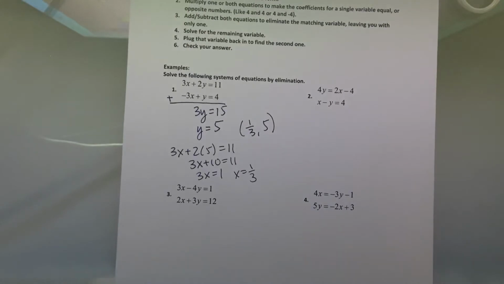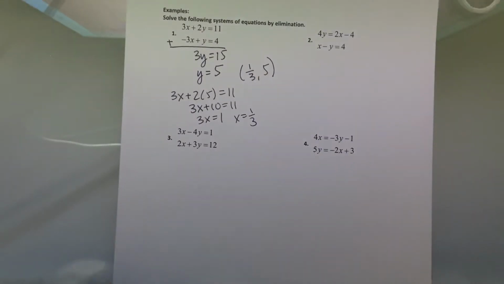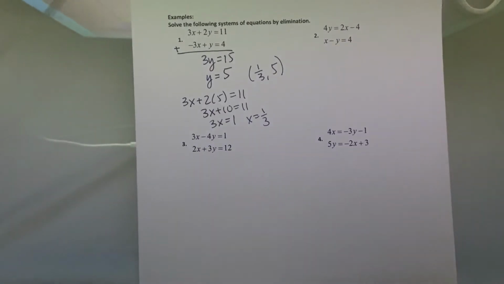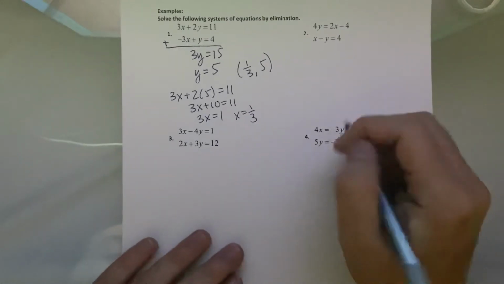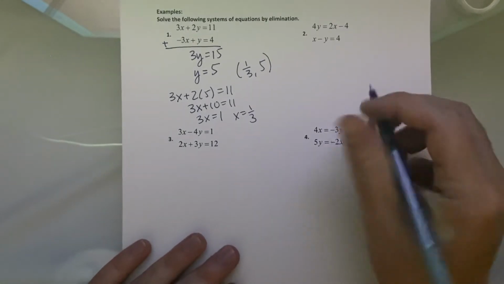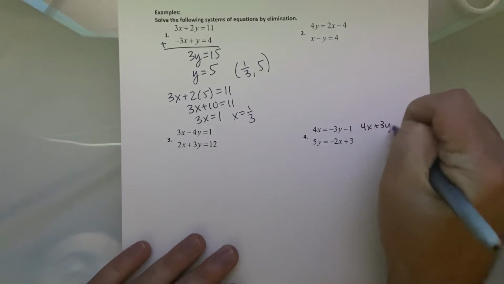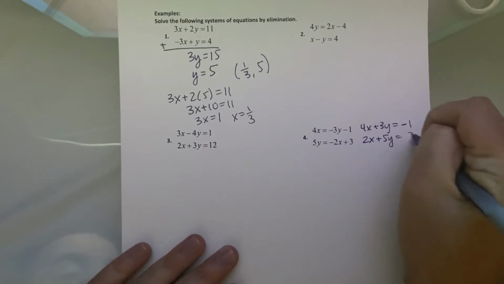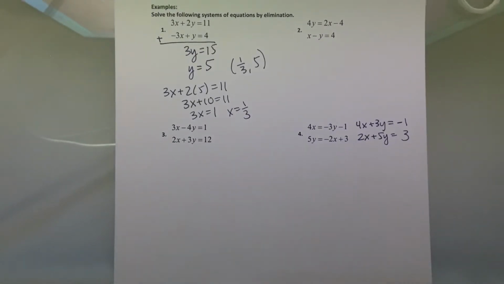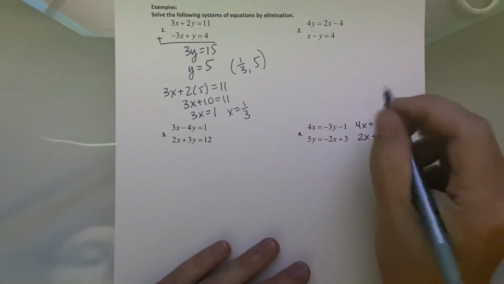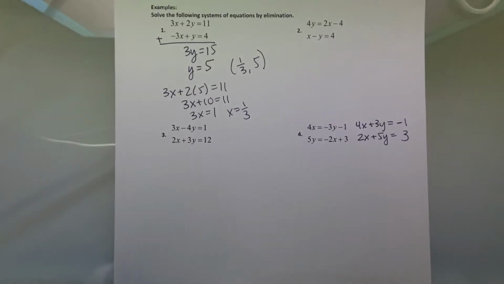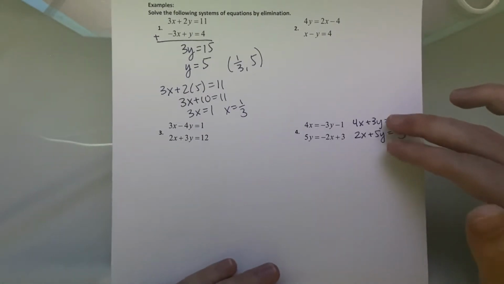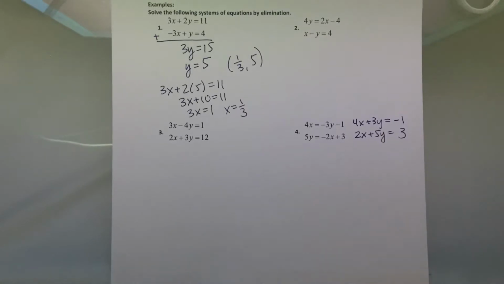In the case that they don't automatically line up for you properly, sometimes you have to multiply an equation by something. Let's look at number 3, for example. Actually, we'll do 4. First, you need to get your x's and y's on one side. It'll be 4x plus 3y equals negative 1, and 2x plus 5y equals 3. These don't line up nicely for us right now. However, what we can do is multiply one of these equations by something to get it to line up. So for the 3 and 5 on the y, it's not easy to turn a 3 into a 5.